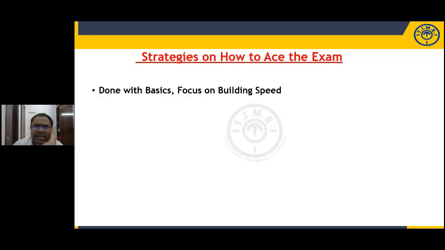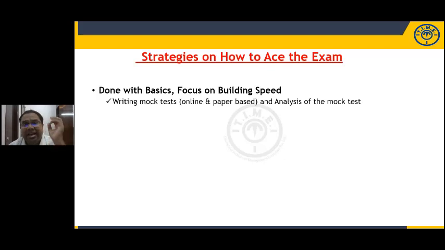So, from the starting day itself, don't say, "Sir, I am not getting speed." You will not get speed. I will also not get speed. When will you get speed? Once you're done with the basics, you have to practice. Then only you will improve your speed. You have to improve your speed by taking those sectional tests within the stipulated time. You have to improve your speed by writing as many mock tests as possible within the stipulated time. So simply focusing directly on speed, you will have trouble.